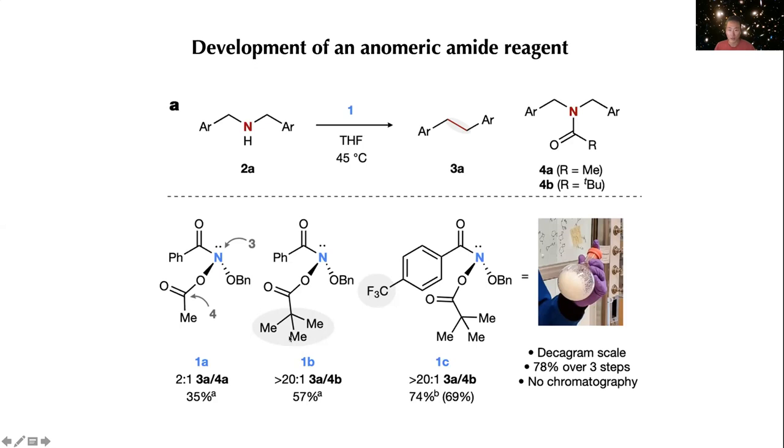It includes this pivaloyl group, which is typically a protecting group used in organic synthesis. And they ran the experiment under identical conditions and ended up not getting any of the side product. And the yield of this product, 3A, was increased to 57%. And then they further refined it and eventually discovered that the para-trifluoromethyl substituted reagent, or reagent 1C, reacted more rapidly than 1B. It led to a complete conversion within 5 hours, as opposed to 18 hours that was required for 1B.